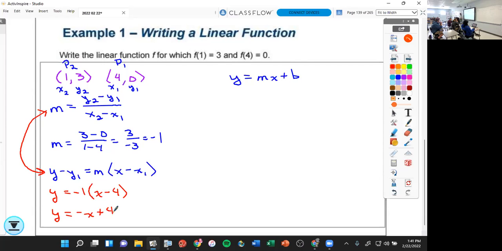And this would be the linear function f. And I guess to make it happy, we probably should write it as f of x equals, right?